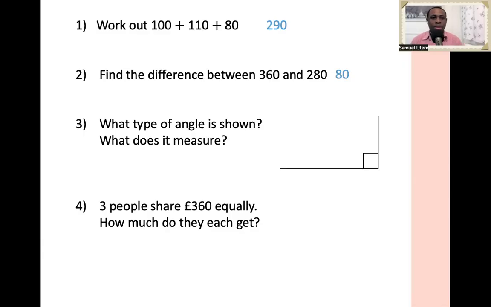For question 3, you were asked, what type of angle is shown? What does it measure? This is a right angle, and you can see the special symbol mark here for the right angle. It measures 90 degrees. Next, you were asked, 3 people share 360 pounds equally. How much do they each get? They each get 120 pounds.